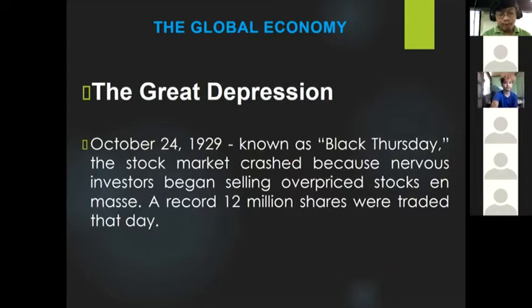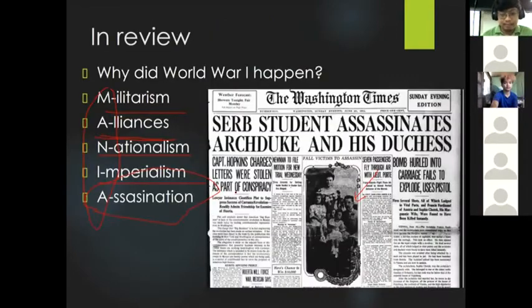Pag yung economic crisis lasted for at least half a year or 2 quarters, we can refer to that as a recession. Pero pag nag-last yung economic crisis for 1 year, 2 years, or more, then we can call that the Great Depression. It was known as the Black Thursday. The stock market in US crashed because nervous investors began selling overpriced stocks.